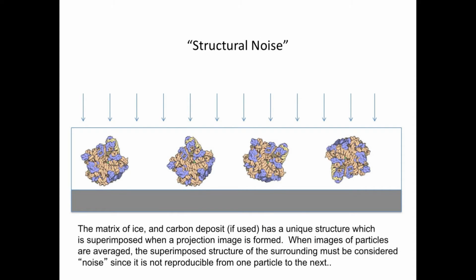And structural noise. So this is the unique situation. The matrix of ice here, or if we have thin carbon underneath, itself has a structure, and that's of course a genuine structure, as is the structure of this here. But in the context of retrieving this structure, the structure of the underlying background is noise, because it's irreproducible from one place to the next.